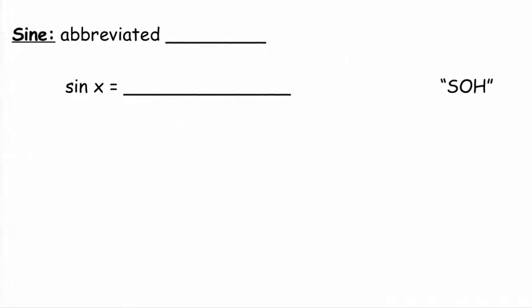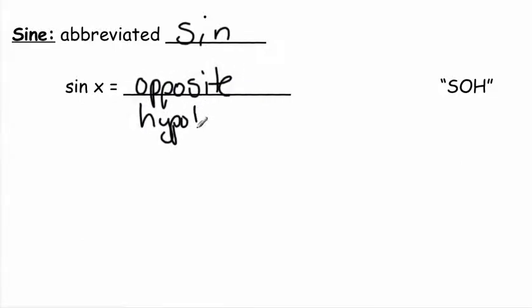Sine gets abbreviated SIN, and sine of x equals opposite over hypotenuse. And you remember this as SOH-CAH-TOA. That's how a lot of teachers tell their students to remember it. So sine is the SOH part. Sine equals opposite over hypotenuse. Let's look at a couple examples of sine.